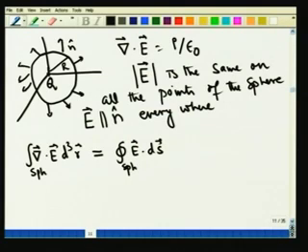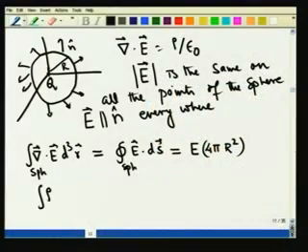But on the surface, the electric field has the same magnitude. It is always parallel. Therefore, this is nothing but E into 4 pi r squared, where r is the radius of the sphere. Therefore, we evaluated the left hand side, an integration over an arbitrary sphere. The only condition is that the sphere should enclose the point charge. What about the right hand side? The right hand side is also very easy to evaluate.